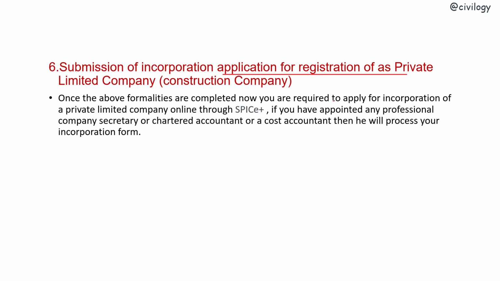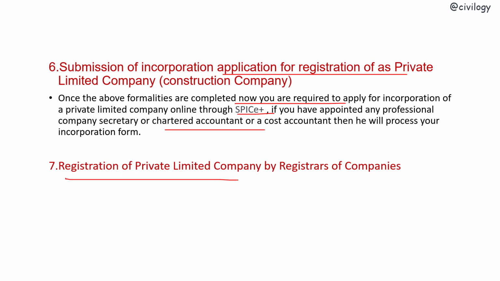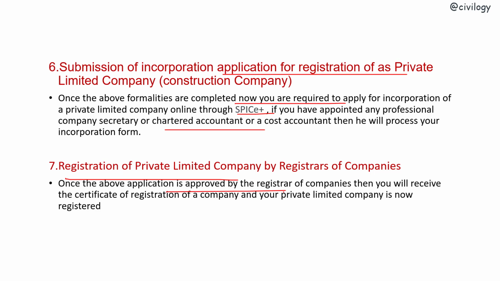Once the above formalities are completed, you are required to apply for incorporation of a private limited company online through SPICe+. If you have appointed a professional company secretary, chartered accountant or cost accountant, then he will process your incorporation form. Our final step is registration of the private limited company by the Registrar of Companies. Once the application is approved by the Registrar of Companies, you will receive the certificate of registration of company and your private limited company is now registered.